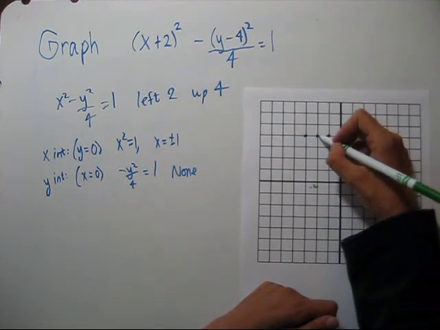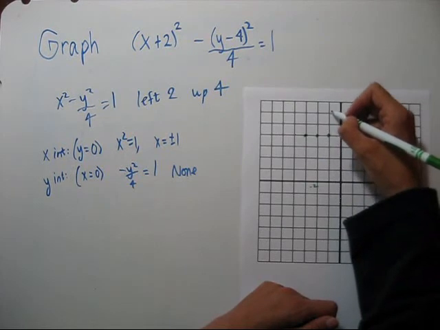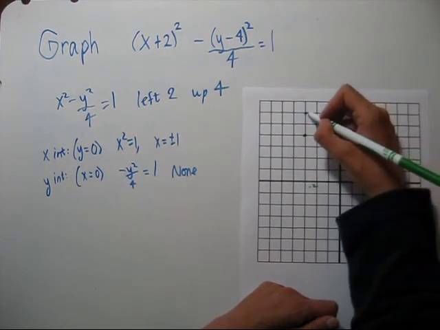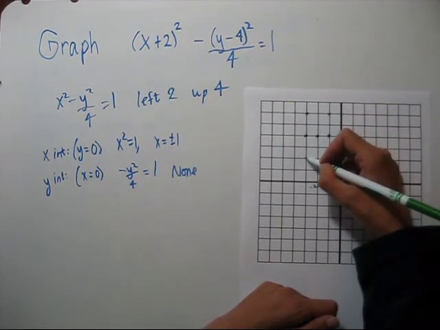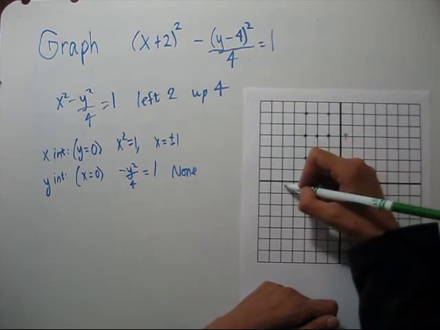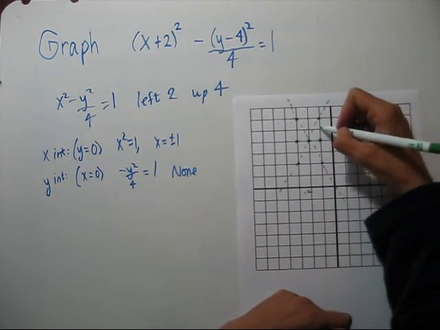So here we take our center, negative 2, 4, left and right 1. Now we're going to go up and down 2, and then we connect the corners, and now we can draw our hyperbola.